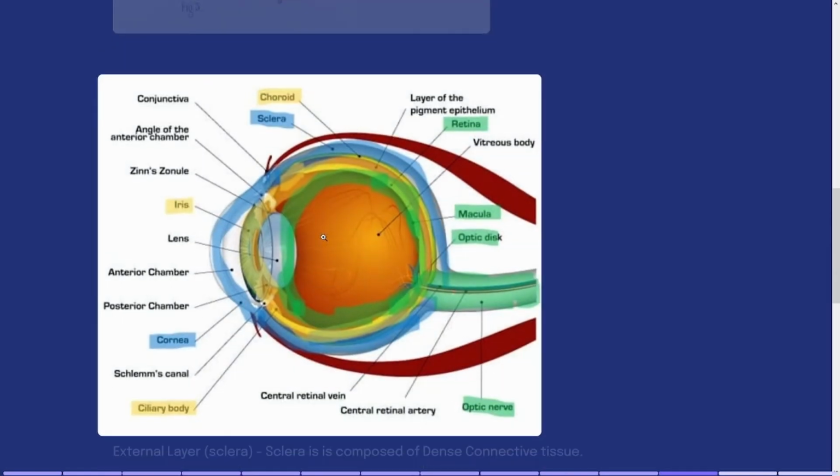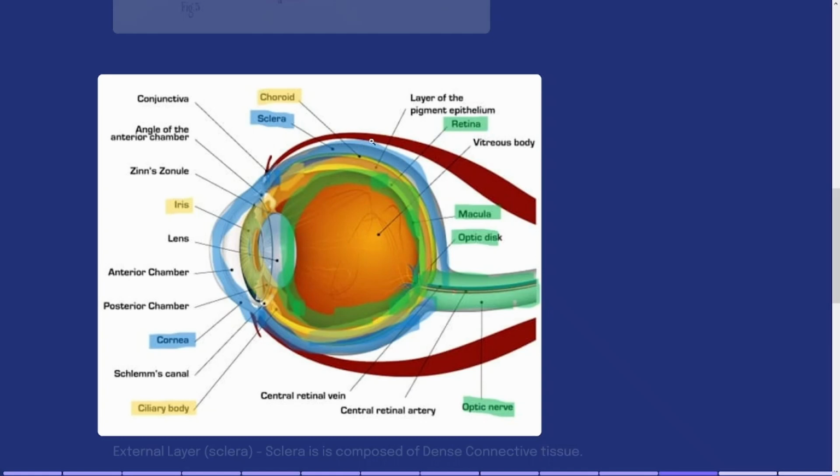Now moving to the functions of different structures in the eye. There are three layers in the eye: the external layer, the middle layer, and the internal layer. I have marked the external layer in blue, the middle layer in yellow, and the internal layer in green. Starting with the external layer, there are two parts: the sclera, which covers this portion of the eye, and the cornea, which is present in front of the lens. Both sclera and cornea are made up of dense connective tissue. You must remember which type of tissue they are made up of.